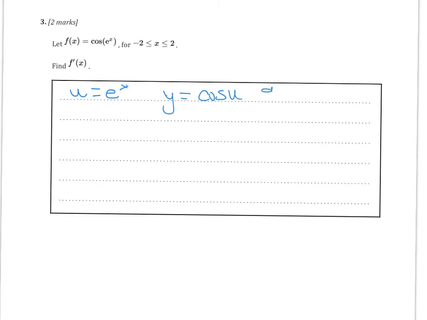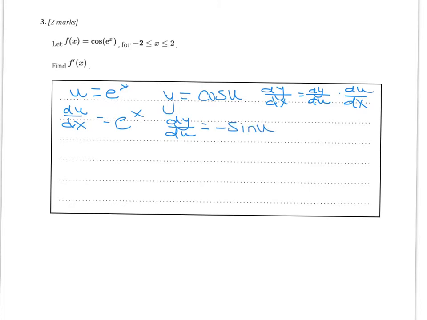Now again, I'm going to make sure that I write down dy/du times du/dx. I'm going to make sure that I start by writing down my chain rule. That is just a great way to make sure you're earning your points. So all I have to do is find out what this is. What is du/dx? Well, we know the derivative of e to the x is e to the x. What is the derivative dy/du? So the derivative of cosine we know is negative sine of u.